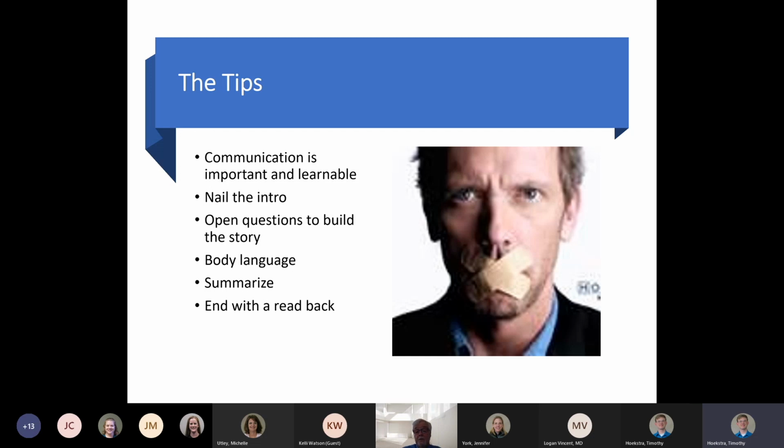So here's the overview. We're going to talk about 6 different points. The first is communication in general, which is important and learnable. We're going to talk about the introduction a little bit, hit the idea of open questions, talk briefly about body language and summaries, and then how do you end with a readback. And so I'll go into some very specific areas here. So let's have some fun, get going on it.